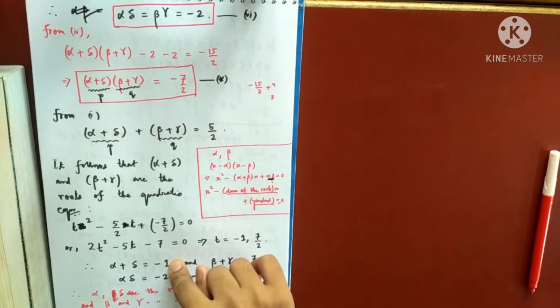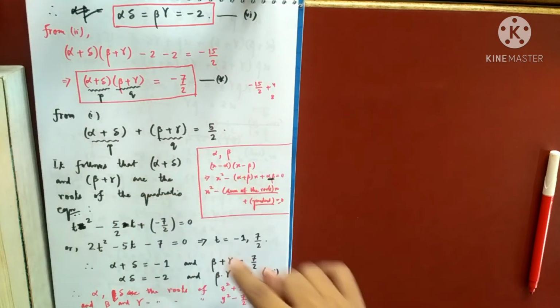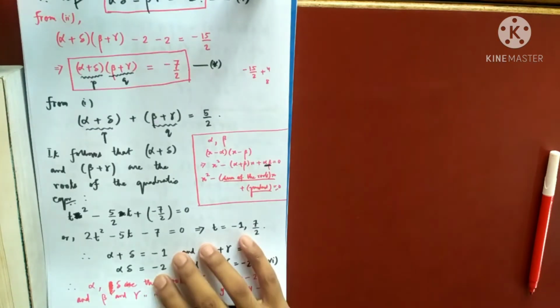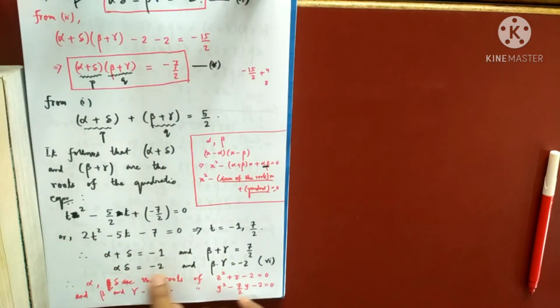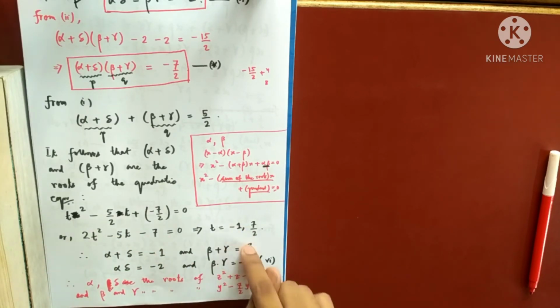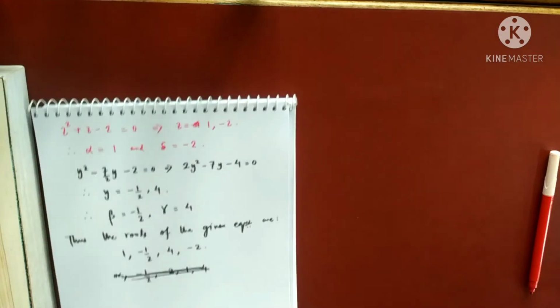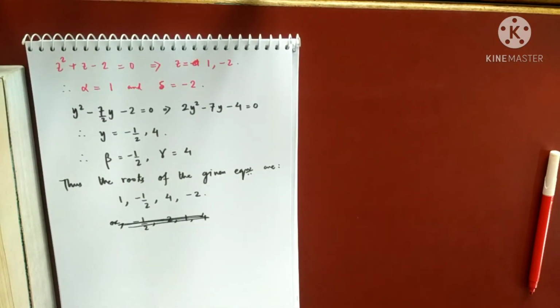So alpha plus delta is minus 1. You can take the opposite one also, and beta plus gamma is 7 by 2. Now again, take this into consideration. I can form a quadratic whose roots are alpha and delta, and another quadratic whose roots are beta and gamma. Solving these two quadratics, I'll get my 4 roots, and hence the solution.